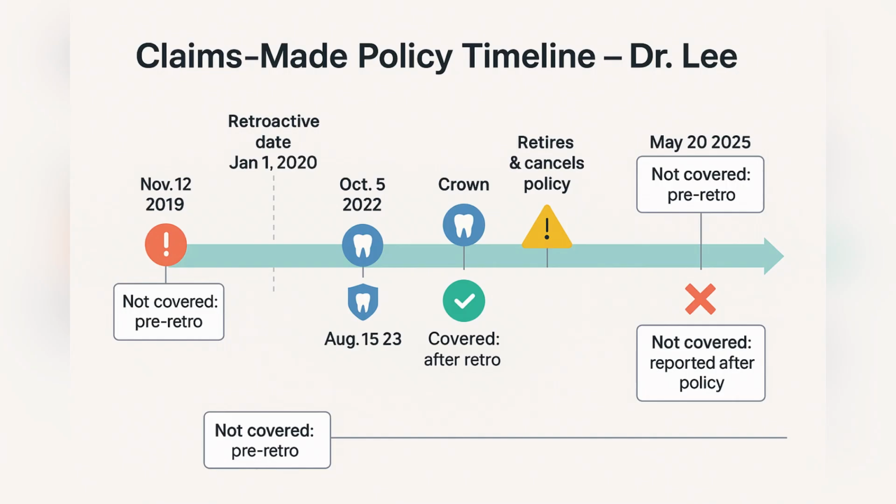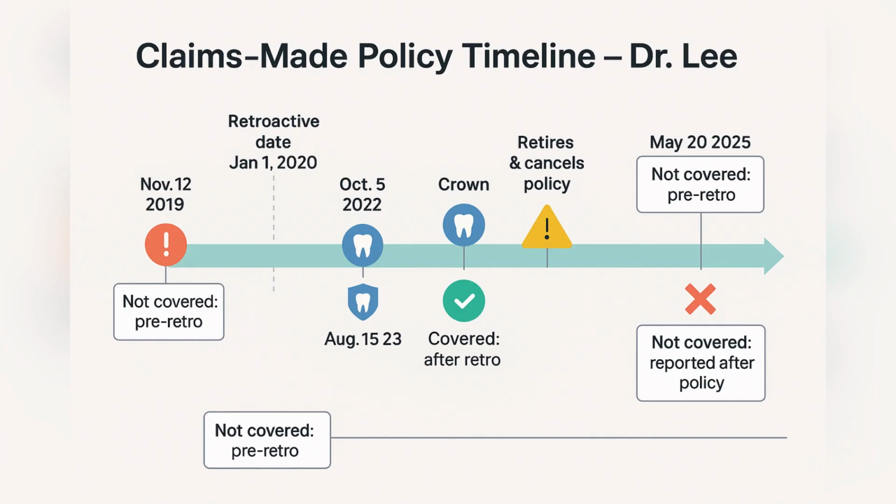Let's say the crown patient files a lawsuit on August 15th of 2023, still within the active policy term. This claim is fully covered because it meets both key conditions of a claims-made policy. The treatment happened after the retroactive date, and the claim was reported while Dr. Lee's policy was still active. But now let's consider what happens next.